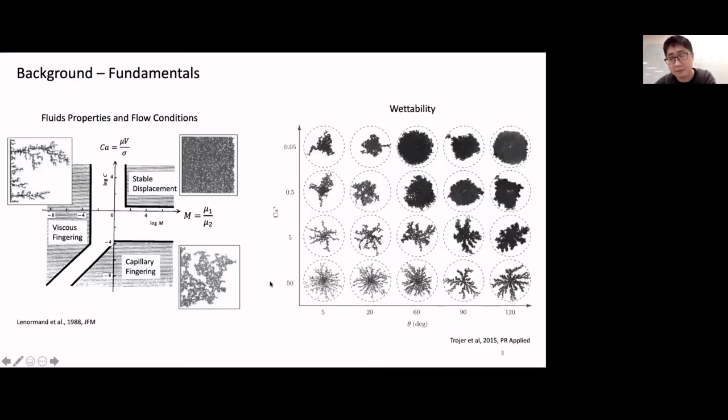At the same time, apart from these dimensionless parameters, wettability or the contact angle is also proven very important. You can see here that the vertical axis is capillary number and the horizontal axis is different contact angles. Across different contact angles, the overall invasion morphology is quite different, especially at the low capillary number, where you see very compact displacement at high contact angle. In this case, the invading phase is wetting to the solid skeleton.